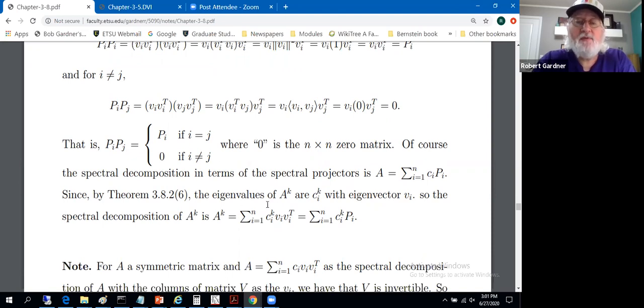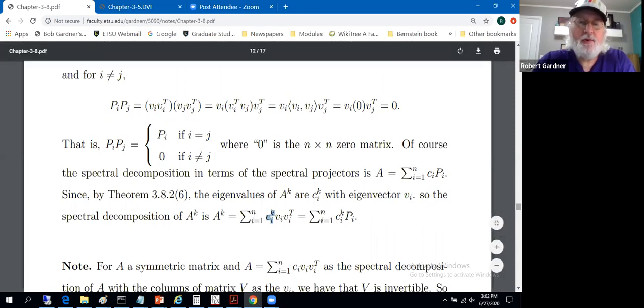A little observation about A to the k power. The eigenvalues of A to the k are c sub i to the kth power, the eigenvalues of A raised to the k, some theorem we had not too long ago. They keep the same eigenvectors, but the eigenvalues get raised to the power k. So the spectral decomposition of A to the k could be written by simply putting exponents on those eigenvalues. The eigenvectors will stay the same, so we get the same spectral projectors.